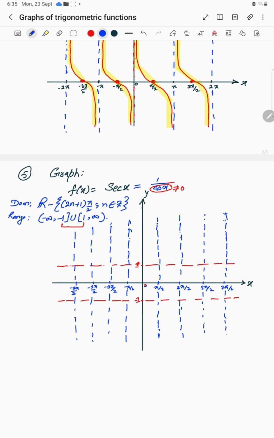Here you will see this portion, I'm going to highlight this one with yellow. That will not be part of your graph. Your shape will not come in between, in the yellow portion.